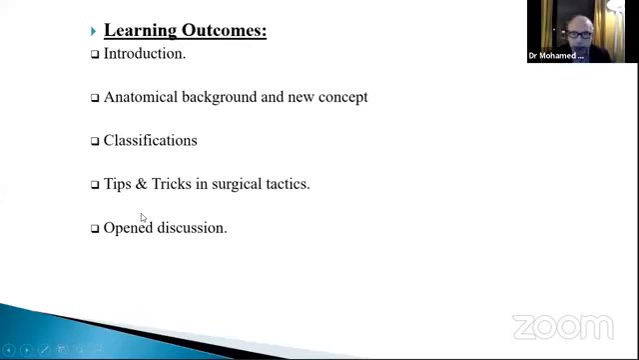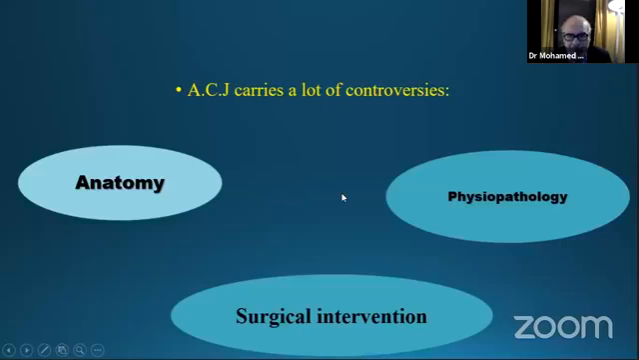My talk today about the acromioclavicular joint injury aims for a simple introduction to the AC joint and the anatomical, briefly anatomical background and the new concept regarding the anatomy, then the classification, and I'm not going deep in the classification, tips and tricks in surgical tactics, then we open the discussion for this issue.